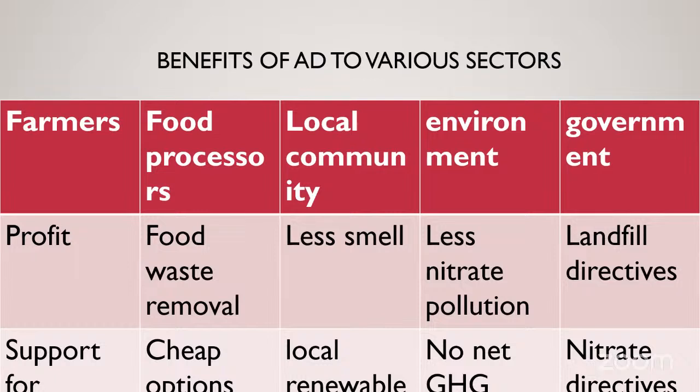The farmer is going to get a profit in terms of digester, which is going to be used as a fertilizer, and energy, which can be in terms of heat or in terms of electricity. So for food processors, we have food waste which is removed. Instead of taking it to a landfill, we just get the food waste, which is going to be the input for biogas. Local communities are going to benefit from less smell.